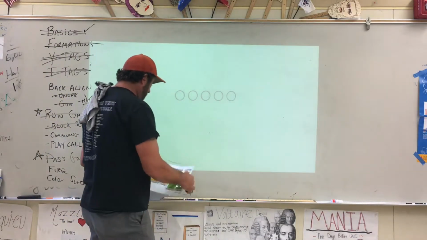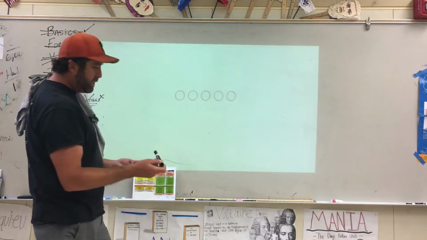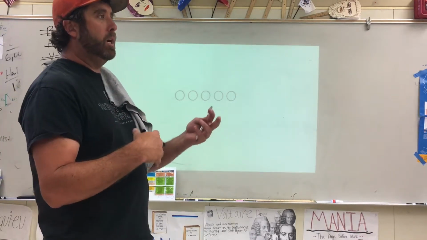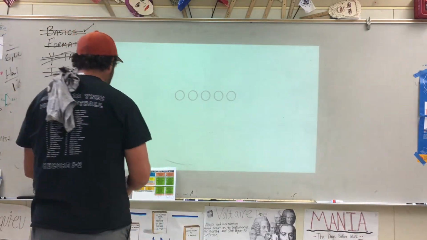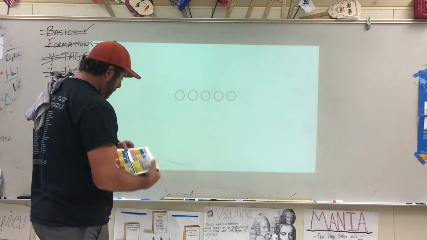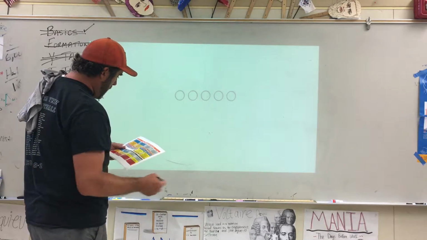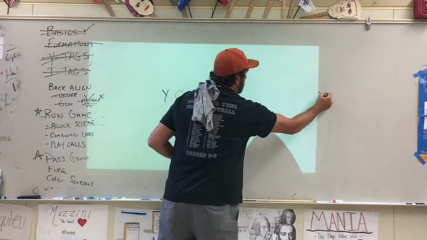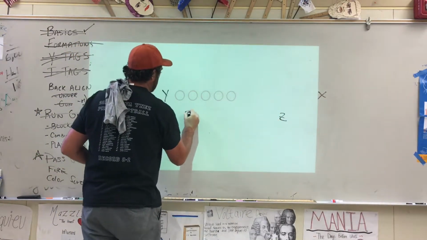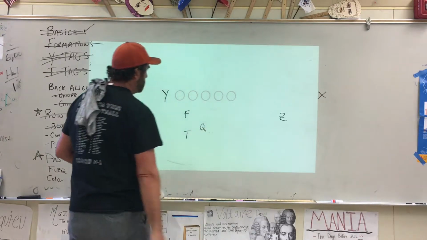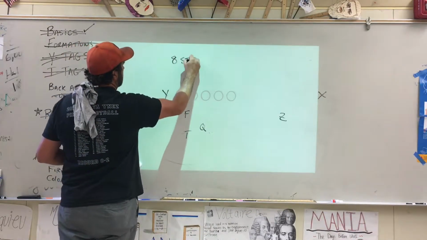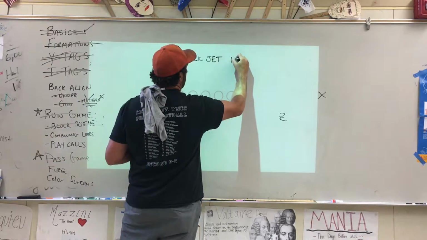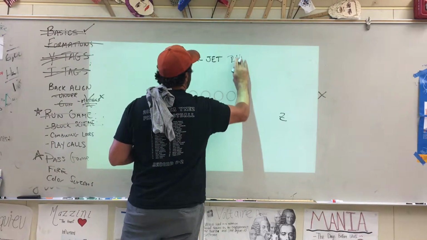All right, so let's take a look at putting everything together. Let's look at a common flow of play calling for us at the varsity level. I'm looking at my run sheet. I got 8 stack jet, blast, 23 blast.